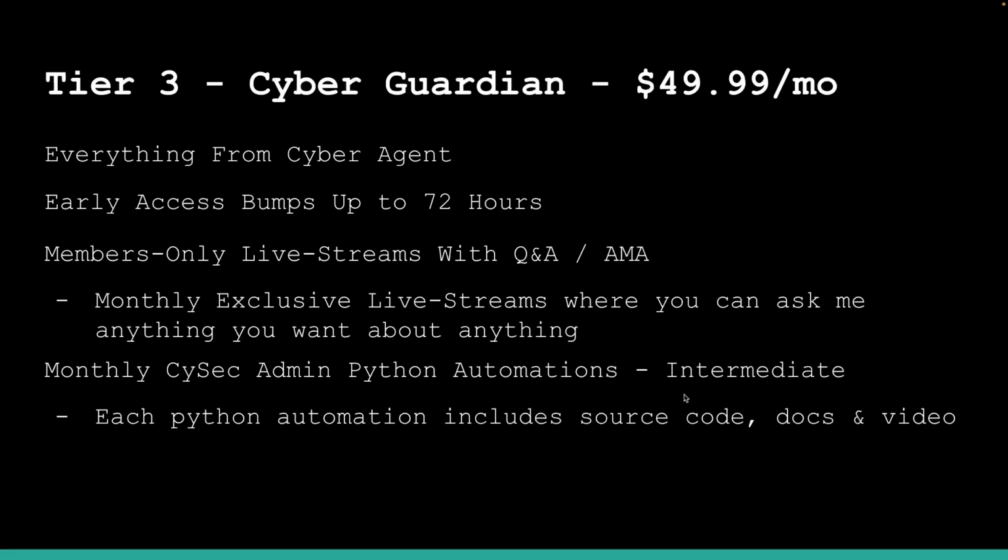And then we also have the monthly cybersecurity administration automation. So this is going from system administration, and now it's going into SecOps administration. So these are things that are now on the blue team side of things, the log analysis side of things, all of the activities that a cybersecurity admin is doing repetitively, that there's going to be a Python automation created, ready to go out of the box. And it includes obviously the source code, the documentation, and a video that goes into it. And this is now graduating from a beginner level code to an intermediate level code.